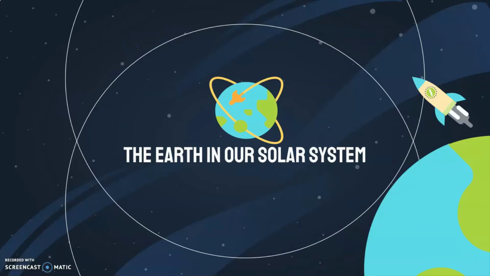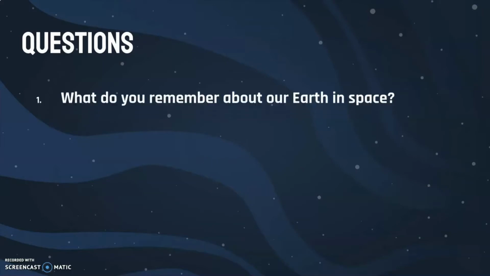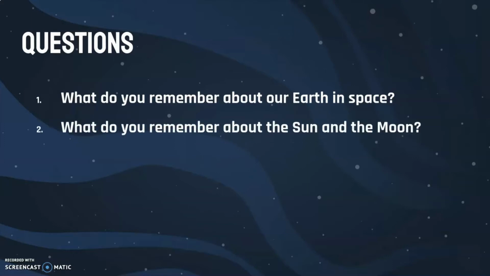The Earth in our solar system. Our planet is called Earth. We live on Earth. Next, question. Now, I have two questions. One, what do you remember about our Earth in space? And the second, what do you remember about the Sun and the Moon? Okay, keep your answer and then we will continue with the next slide to answer this question.